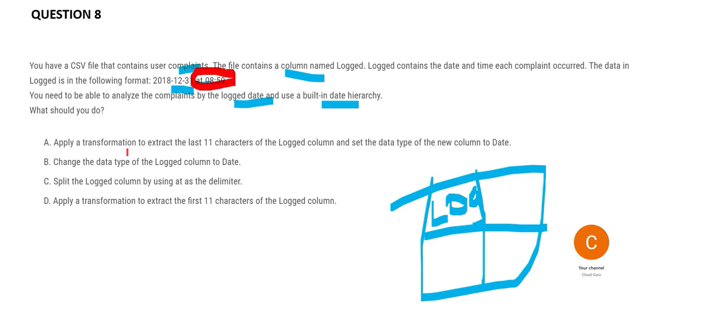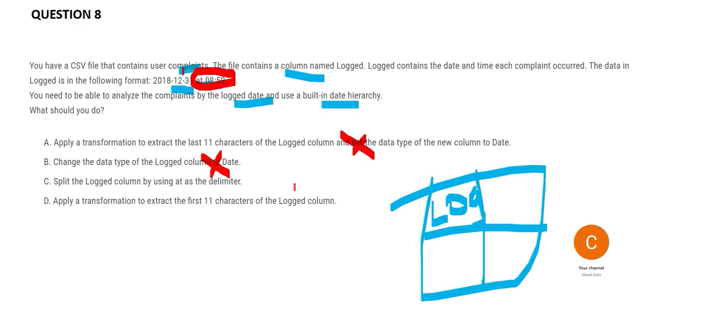A says apply the transformation to extract the last 11 characters. The last 11 is 1 2 3 4 5 6 7 8 9 10 11, so that means it will extract from 31. What's the use? I want only the date. So this is of no use to me. B says change the data type of the column to date. Just because I change it back to date instead of date time doesn't mean the time will vanish. We'll have to do something else.